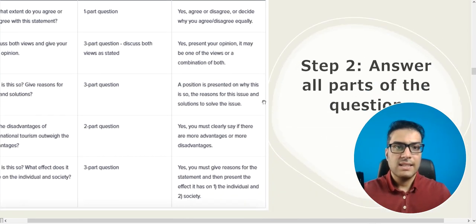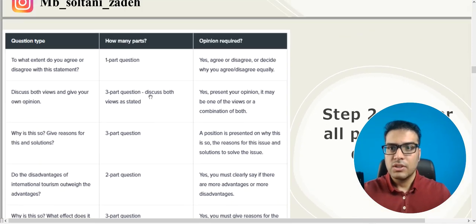And the second step is to answer all parts of the questions. Here we have some examples. "To what extent do you agree or disagree?" The question has one part. We can say we agree, disagree, or partially agree.